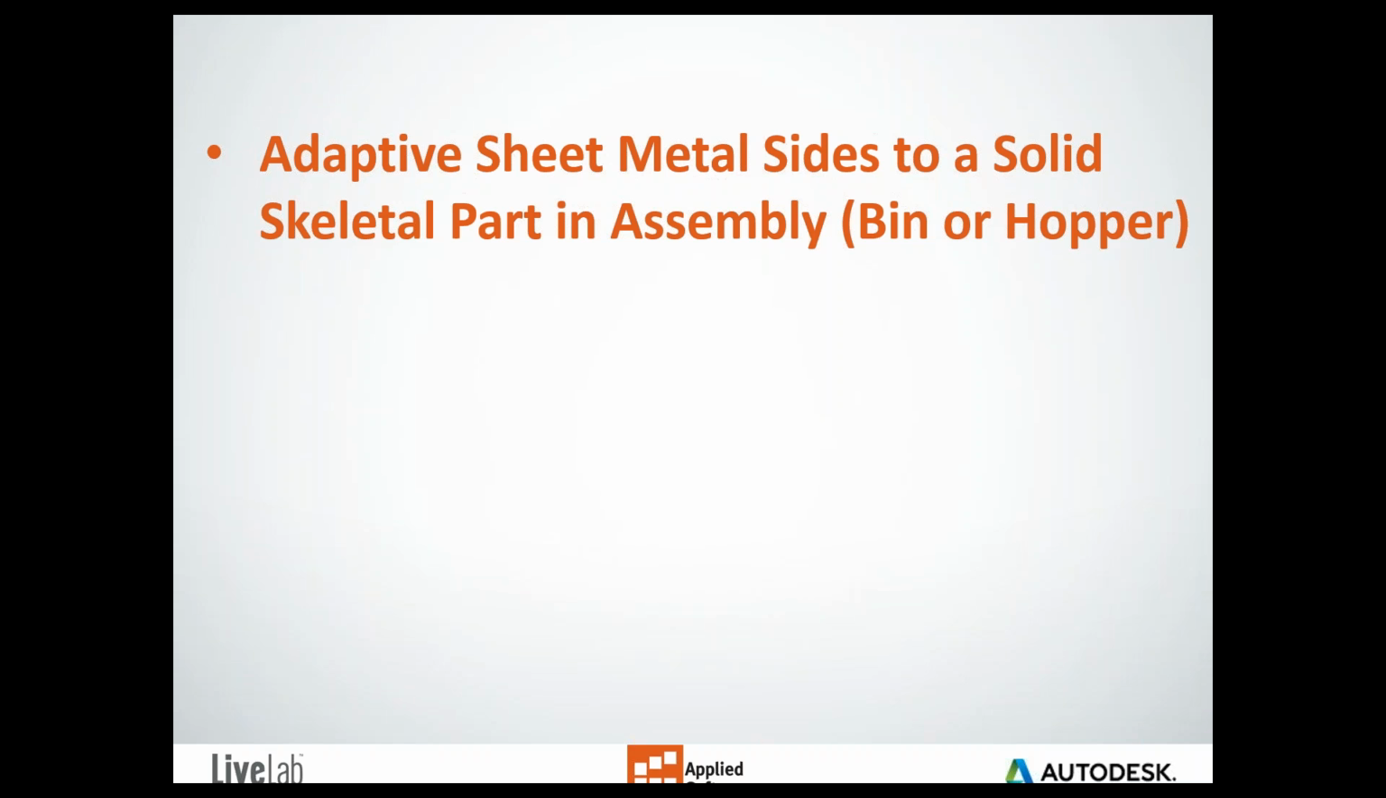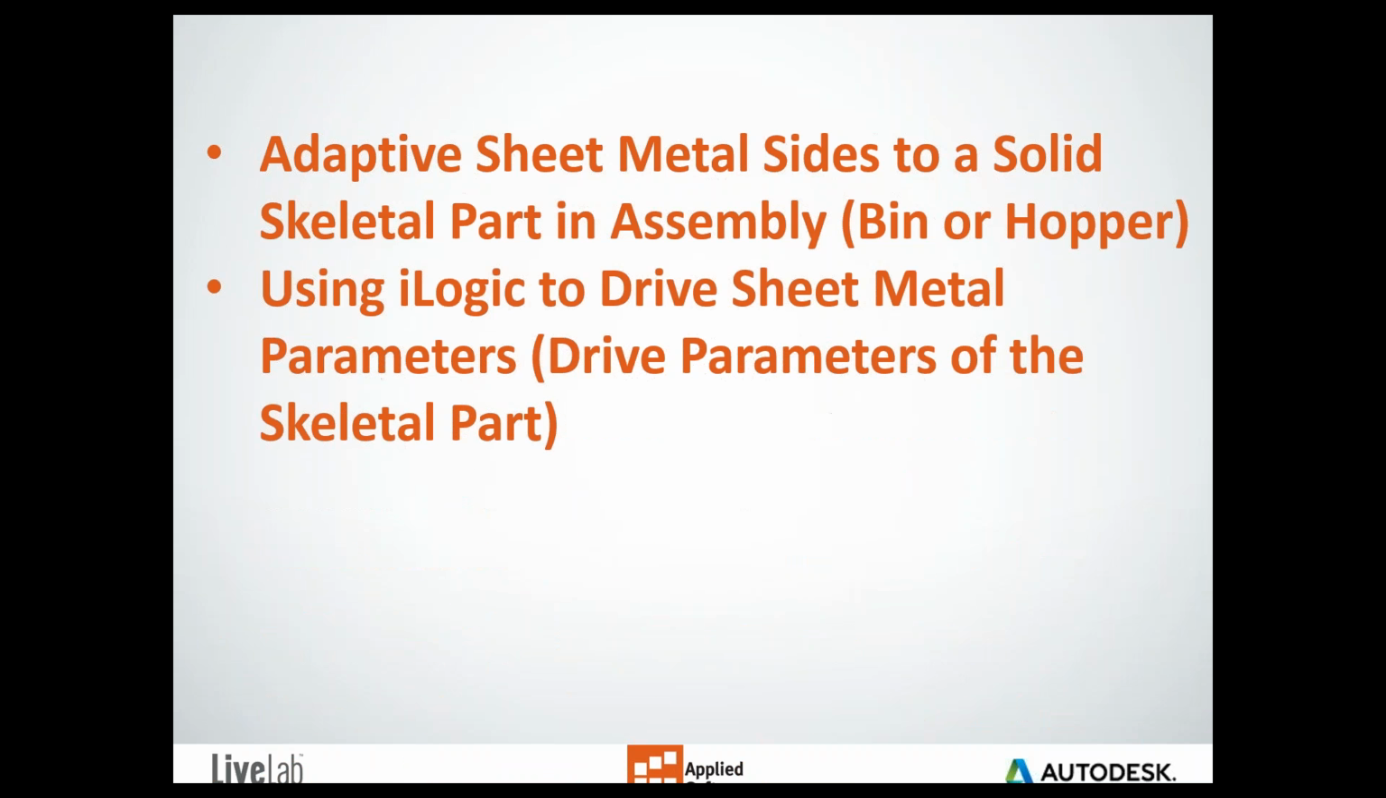And by doing that, you're allowing adaptivity to take place, which actually gets us into the next item, which means we'll be able to apply some iLogic rules, some code, and some forms in there in order to drive the sheet metal parameters by that skeletal part. So you'll see how we can create a hopper of just about any size that we want, based on those driving adaptive parameters in the skeletal part back to the assembly.